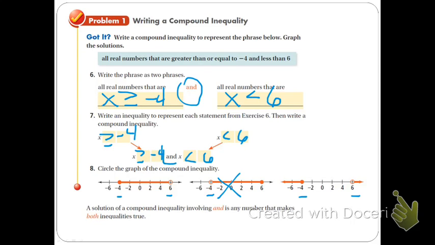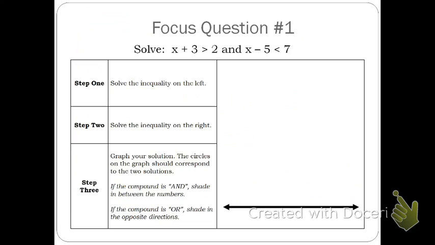But because we have the word and, and always means in between our two endpoints, so it can't be this one right here. This would be your answer. So the solution of the compound inequality involving and is any number that makes both statements true, or false, in between the two endpoints. This right here.